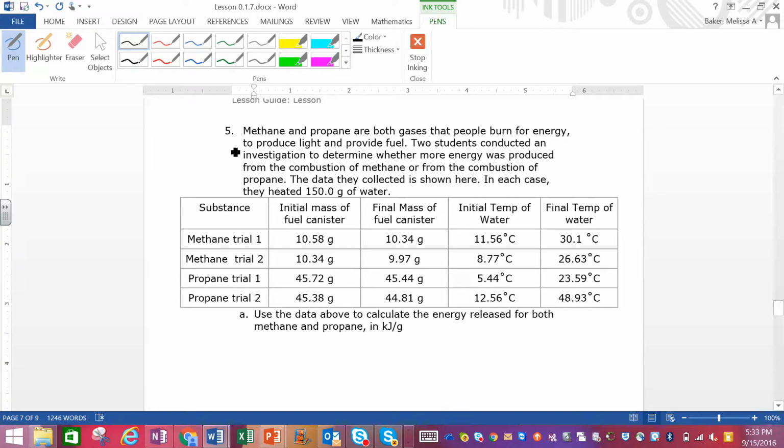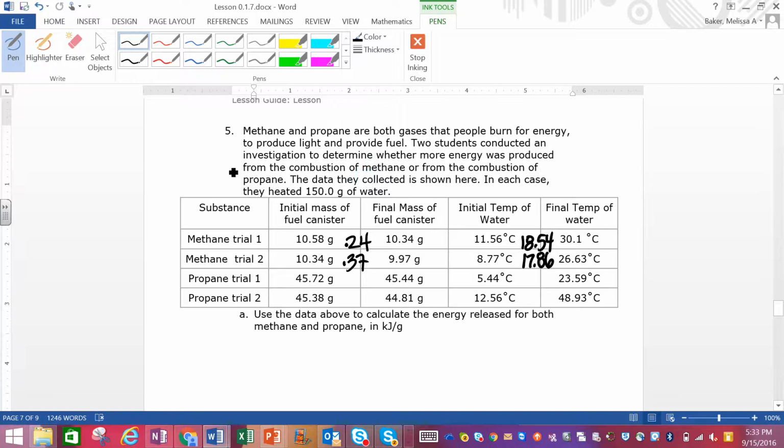Okay, so for methane, it looks like they burned off, I'm going to subtract these really quick, 10.58 minus 10.34 is 0.24, and the temperature changed by 18.54. In the second trial, they burned off 0.37 grams, and the temperature change was 17.86. And that was everything for methane.